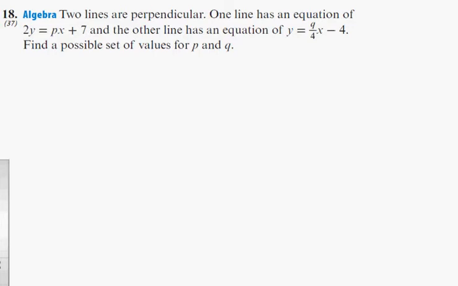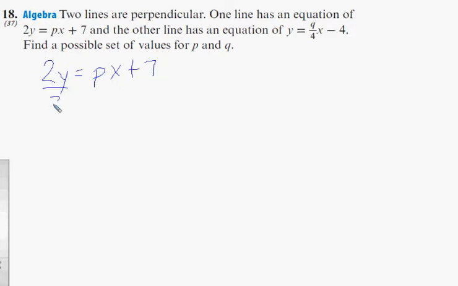Problem like this in quite a little while. Two lines are perpendicular. That means we know that their slopes are negative reciprocals of one another. They give us the one line. They tell us it has an equation of 2y equals px plus 7. Oh, that's a bummer because it's not in slope-intercept form. Let's go ahead and get that in slope-intercept form before we do anything else.